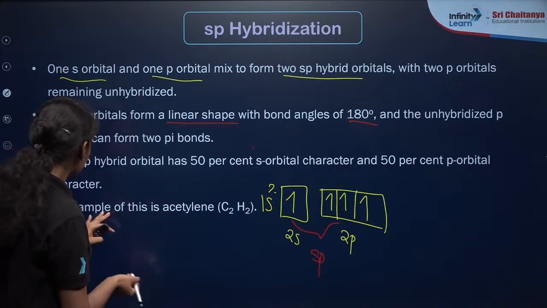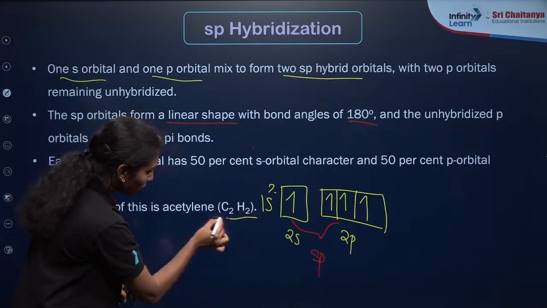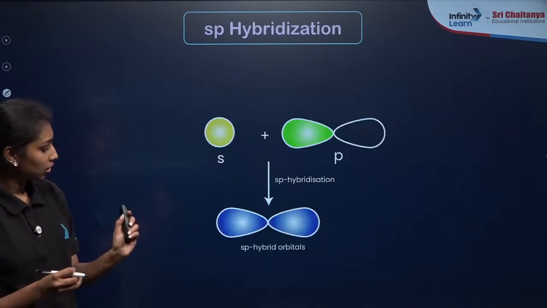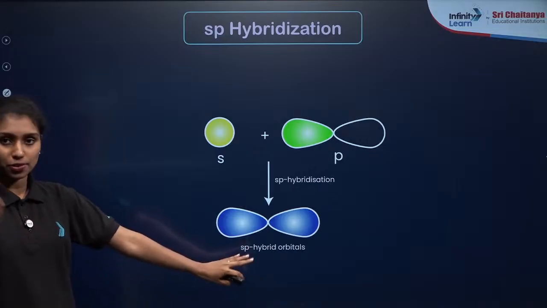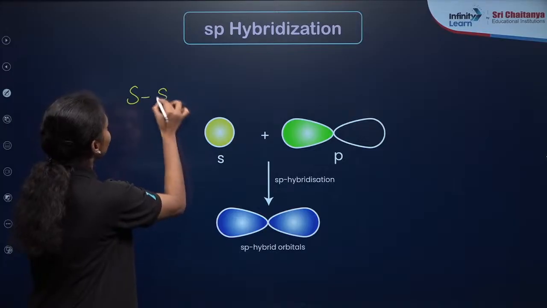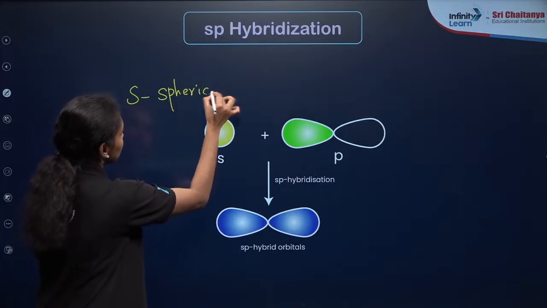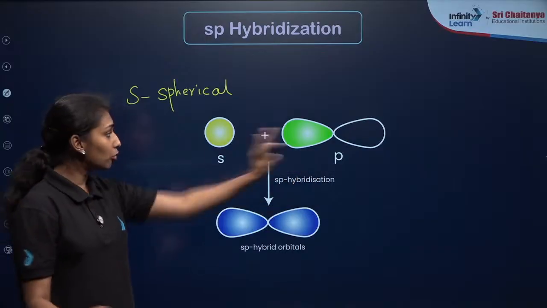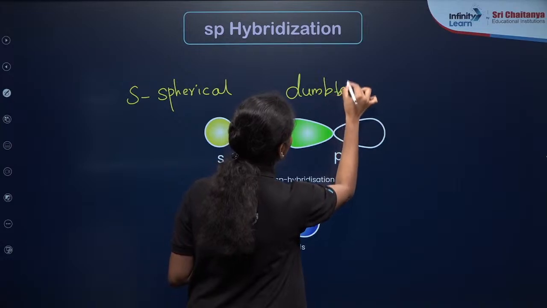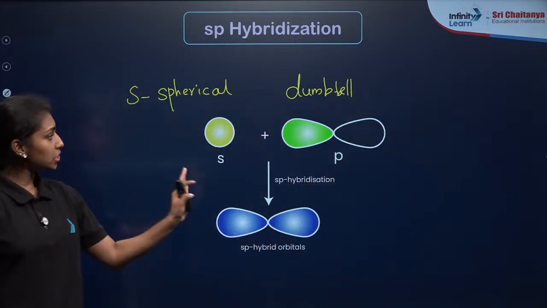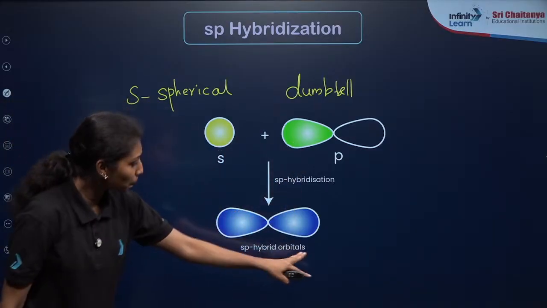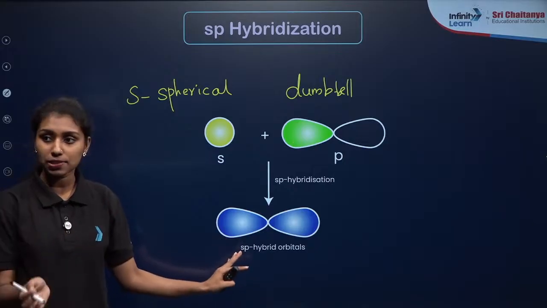Then let us see one example. This is C2H2. We are going to discuss the organic compound in detail here. This is acetylene. Let us see the structure here. Before that, this is a pictorial representation of the sp hybridized orbital. If you are not aware of the shape of the orbitals, the s orbital has a spherical shape, like a sphere, right? And the p orbital has a dumbbell shape. So this is the shape of the sp orbital. Whenever you have sp hybridization, these s and p will combine to form sp hybridized orbitals. Clear? Sp hybridized orbitals.